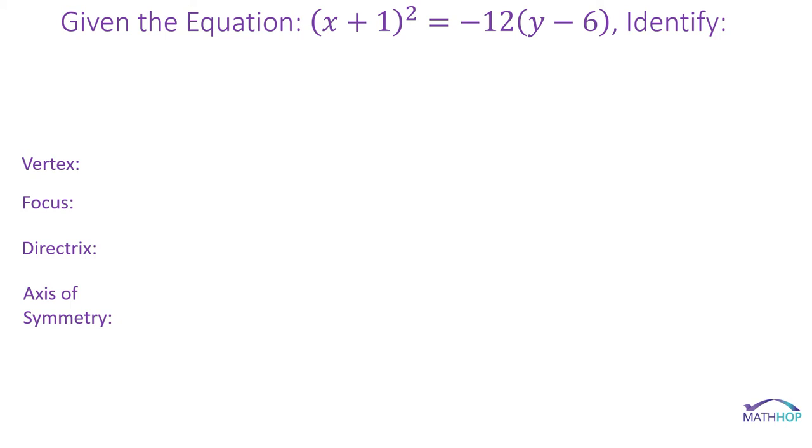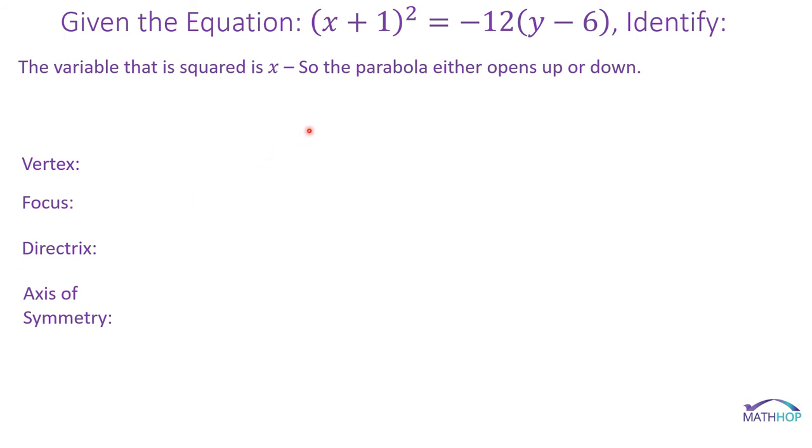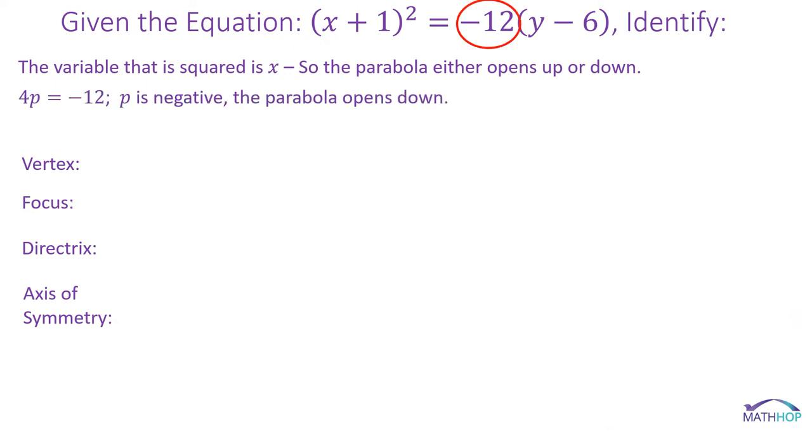So let's see how. The variable that's squared is x. So right away I know this either opens up or down. And I notice that the 4p term is negative 12. If 4p is negative 12, then p has to be negative. So it opens down, right? The x being squared tells us up or down. The 4p, this term right here being negative, says down.